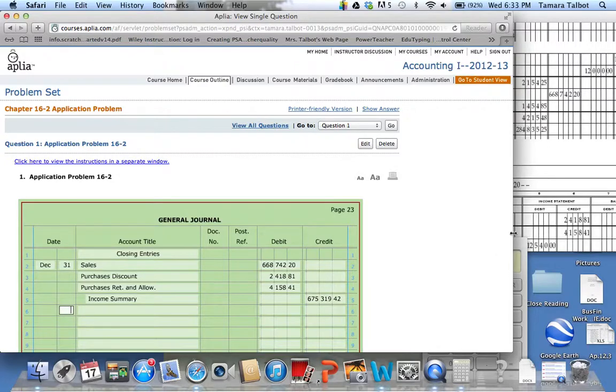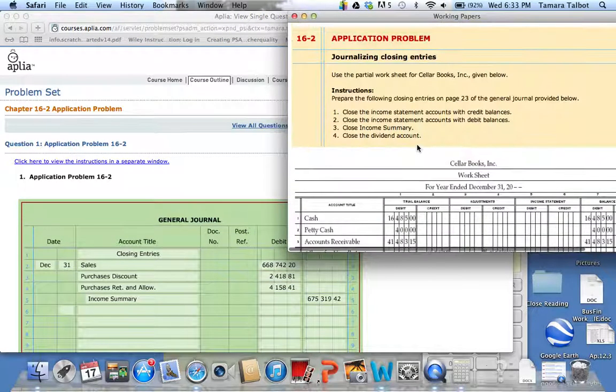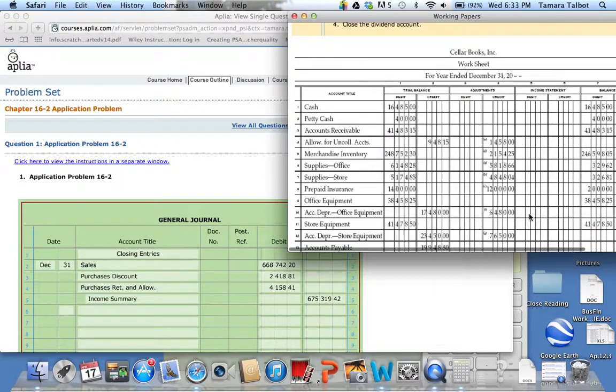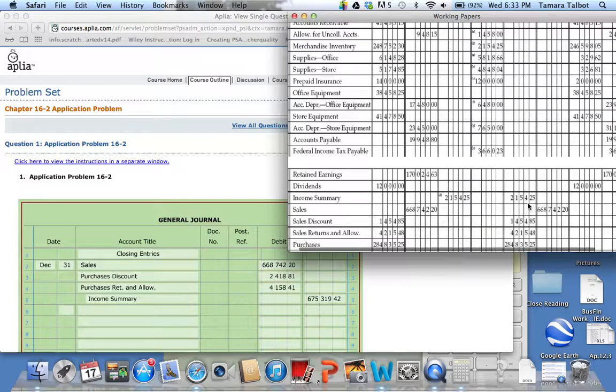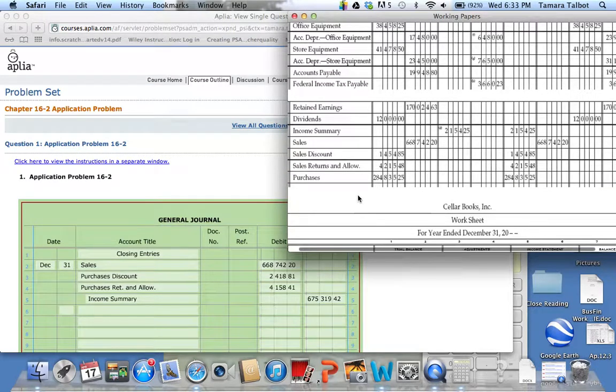All right. The next thing that we will do, your instructions say to close the income statement accounts with debit balances. So looking at the income statement, we will not do the income summary. We close income summary last. We close it into our retained earnings account. And so we'll start with our sales discount.